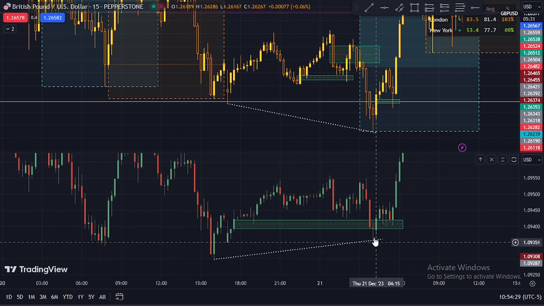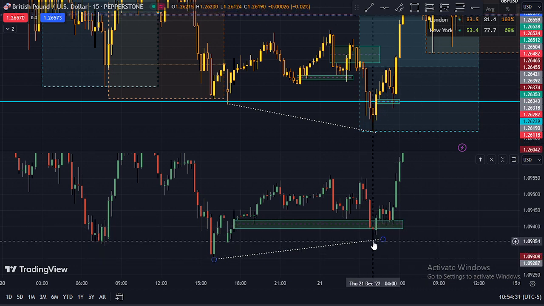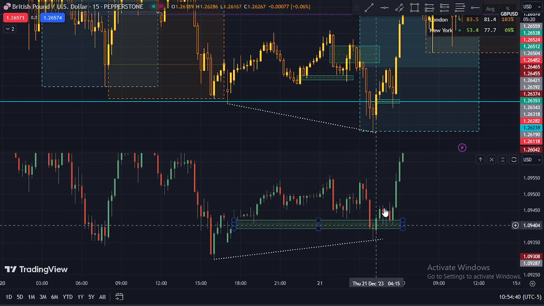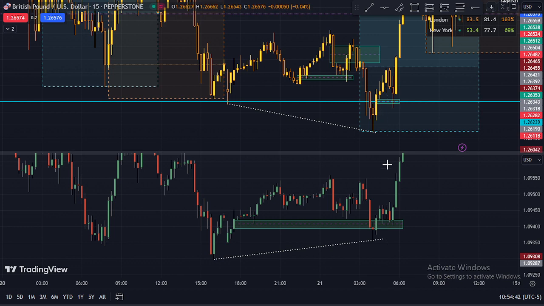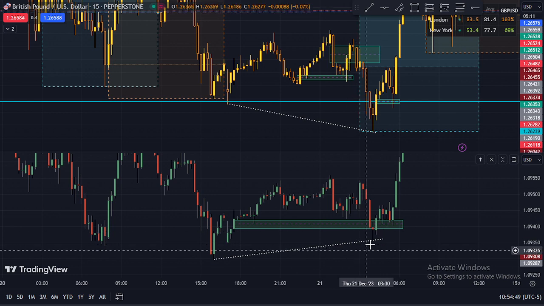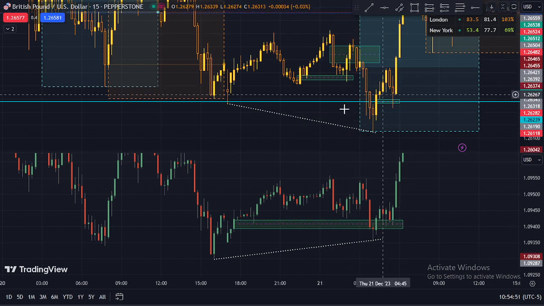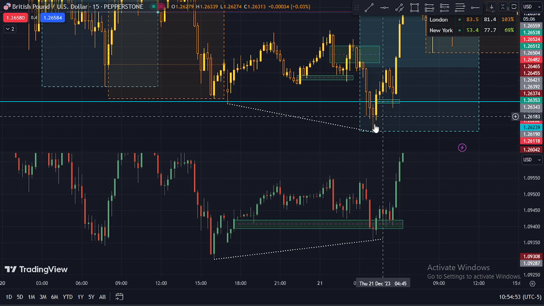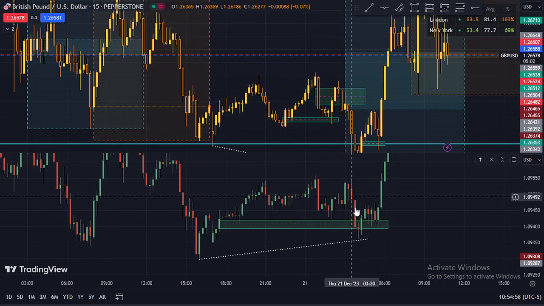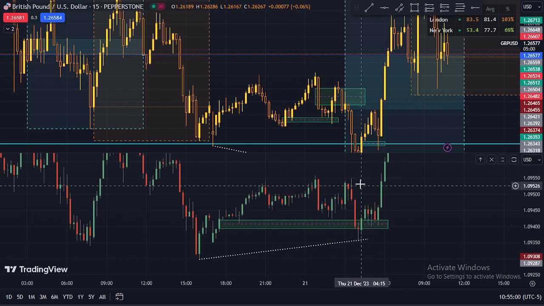So this was in between the London Open kill zone, which, as you can see, was around 4 o'clock. So 4 o'clock in the morning. So we had that being an SMT divergence at the London Open kill zone. Now, you can trade either of them, but you might find that the one that has made a lower low won't go as high as the one that has not made a lower low.